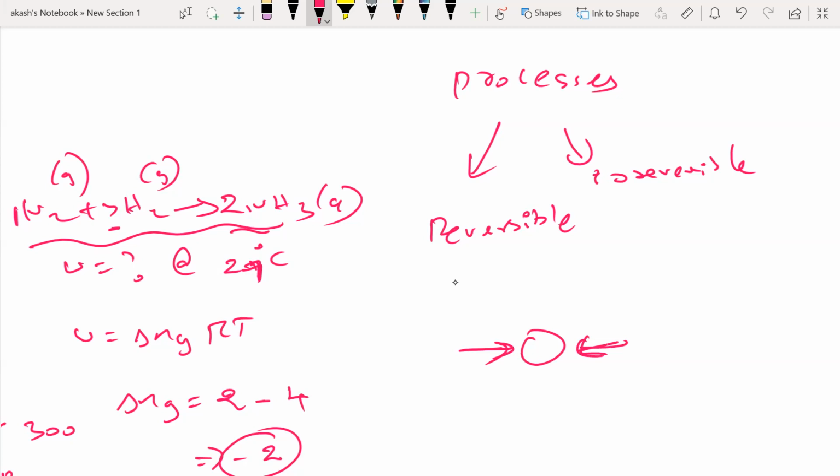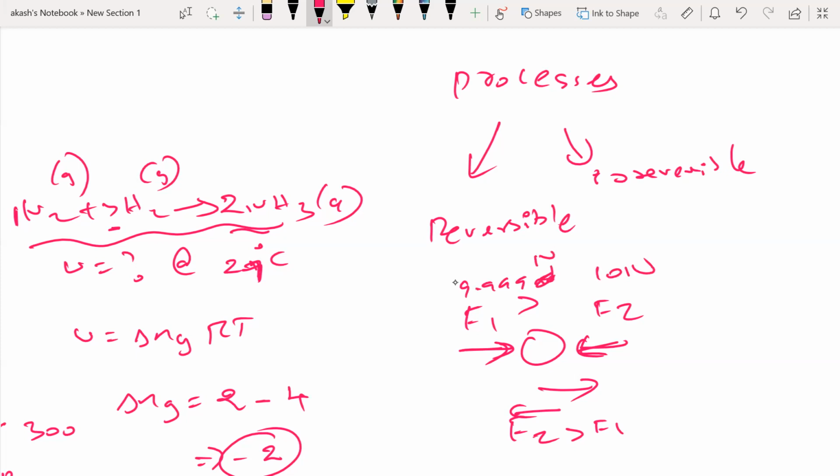Right? So obviously we know, depending on which force is greater, say if it is F1 and F2, if F1 is greater, the ball will move this side. If F2 is greater, the ball will move this side. Is it not? Right. But try to understand a situation where, say, this is 9.999 Newton, and this is 10 Newton. It's a very small difference between the forces applied on both sides.